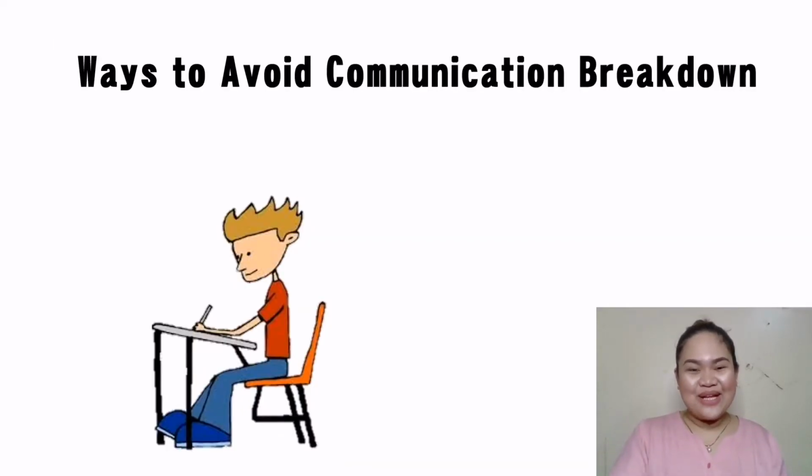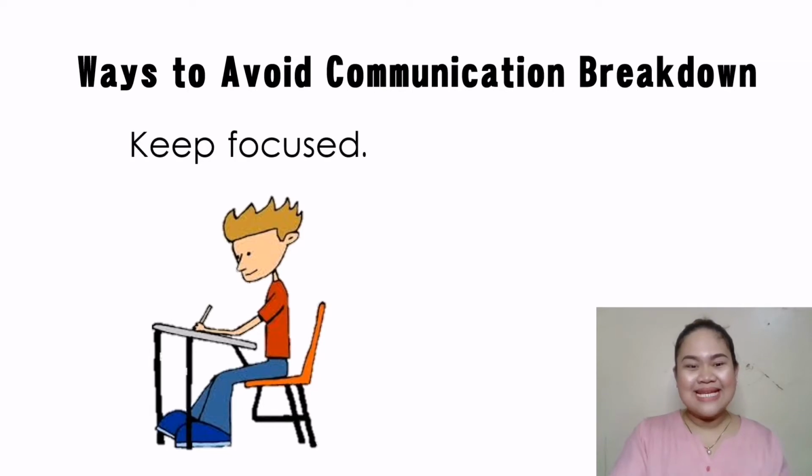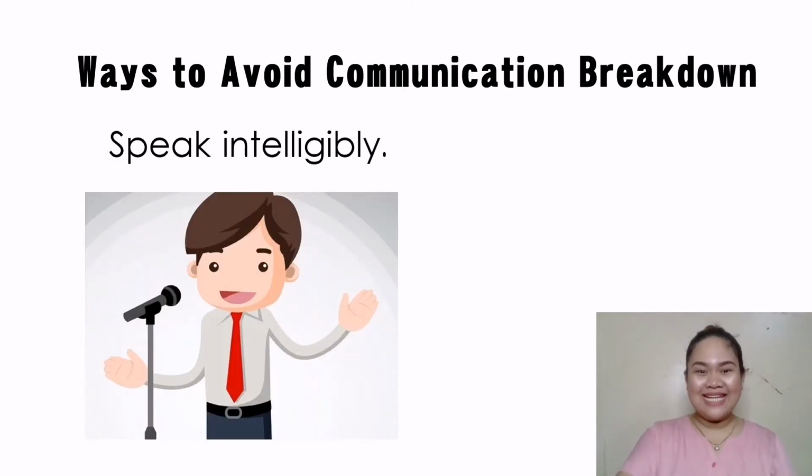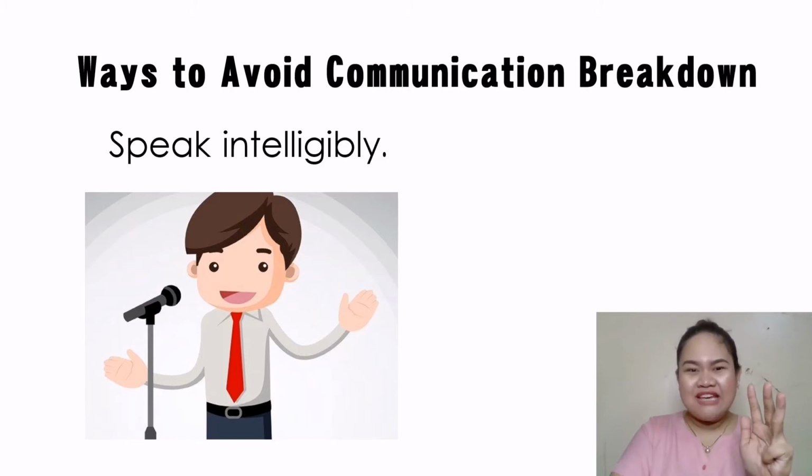Here are some ways to avoid communication breakdown. First, keep focused. As speakers or receivers, we should always put in mind the purpose of communication. Our purpose may be expressed through verbal, non-verbal, or even verbal and non-verbal cues together. Second, speak intelligibly. Because we aim to be understood, we should be speaking intelligibly or clearly. This can be done by using the proper volume, pitch, rate, enunciation, stress, and even acceptable pronunciation.